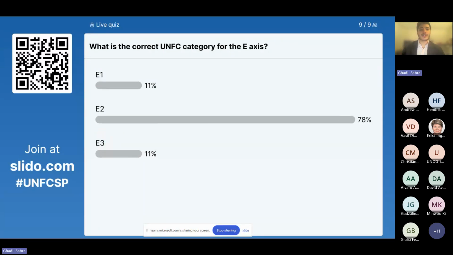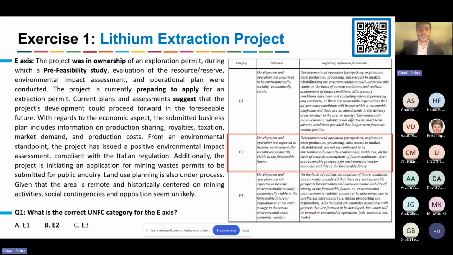So the majority answered E2, which is the correct answer. Again, the project was in ownership of an exploration permit, still to apply for extraction and the necessary licenses. They are at pre-feasibility study. They're preparing to apply for the permits, as I mentioned, and the plans are still in suggestion, so still yet to be confirmed. So as the majority responded, the correct answer is E2 in that case.